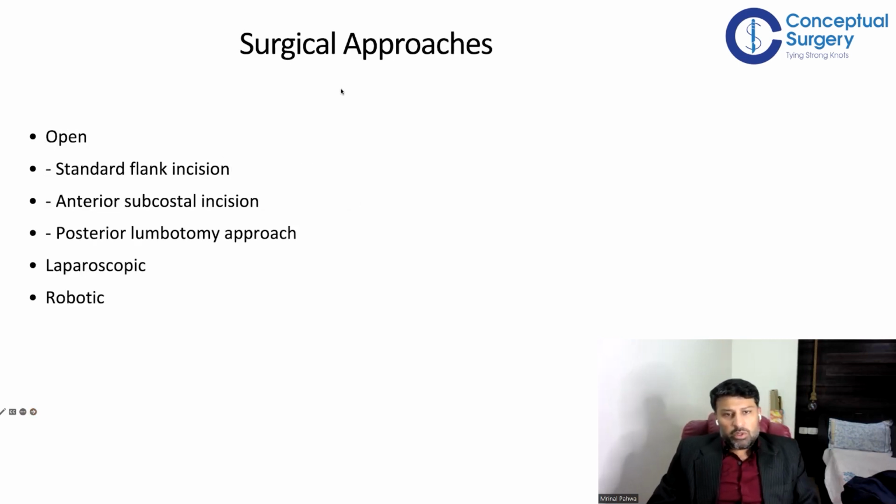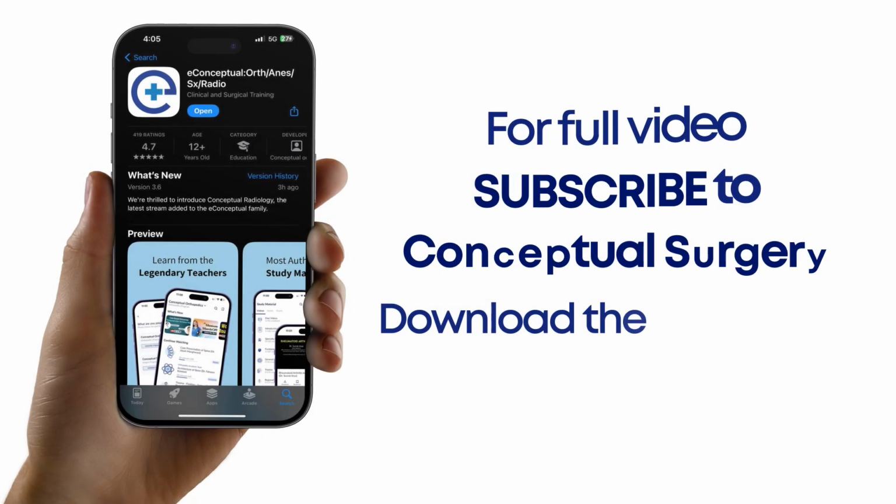Surgical approaches started with open. In open, there is the standard retroperitoneal approach, which is a flank incision. Then there is an anterior subcostal incision, which is a transabdominal approach. And then there is a posterior lumbotomy, especially in children.